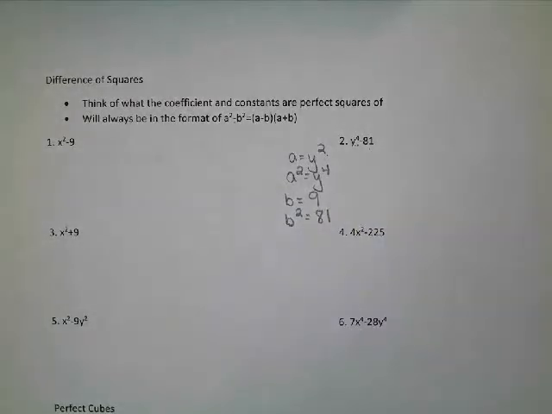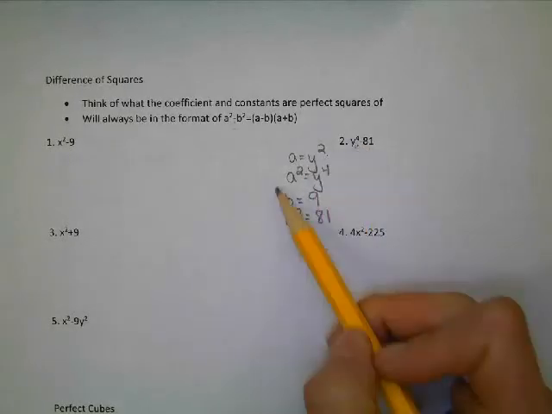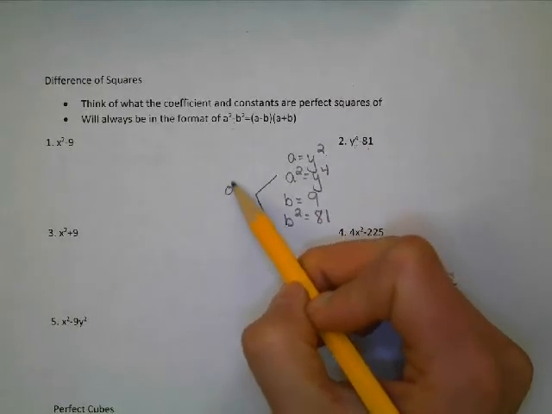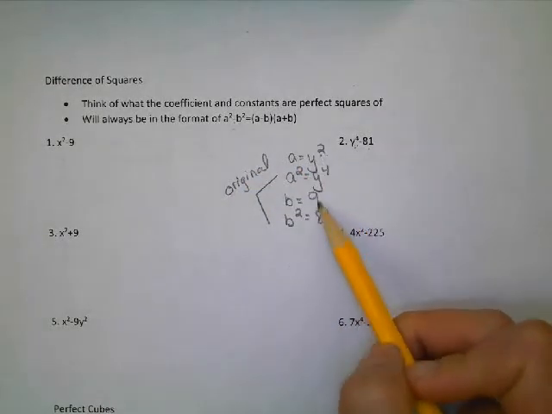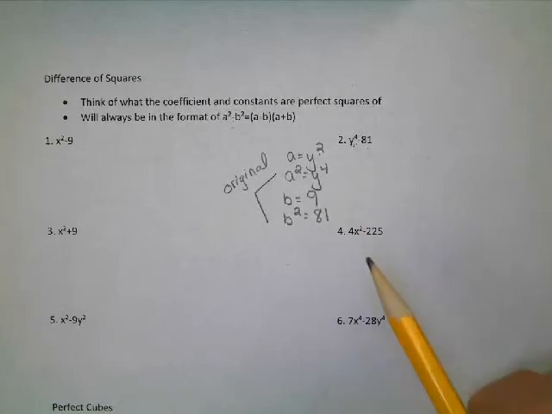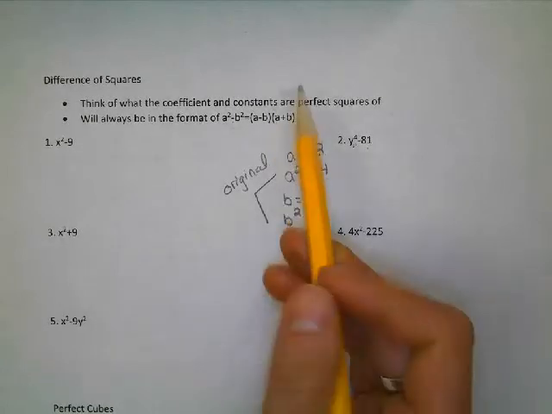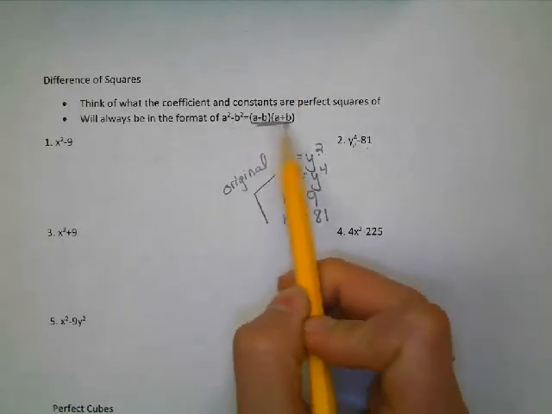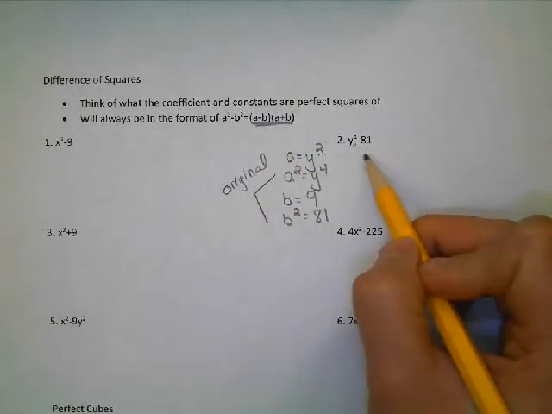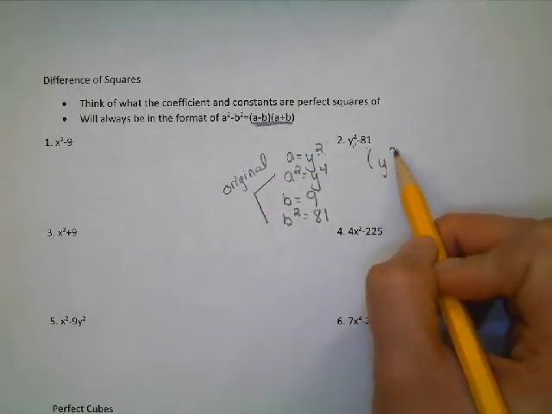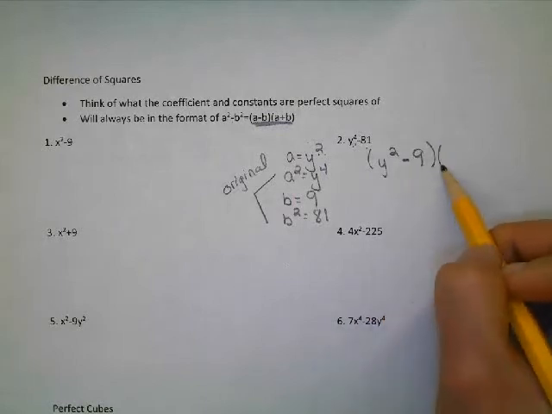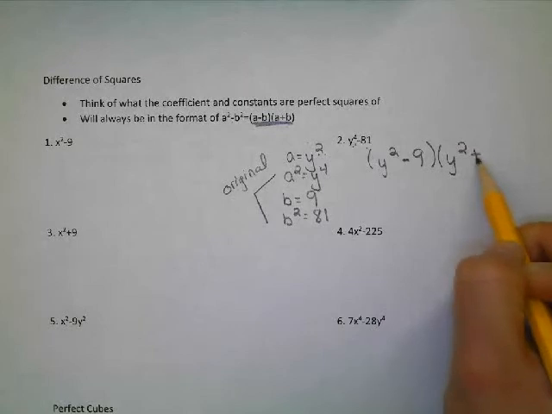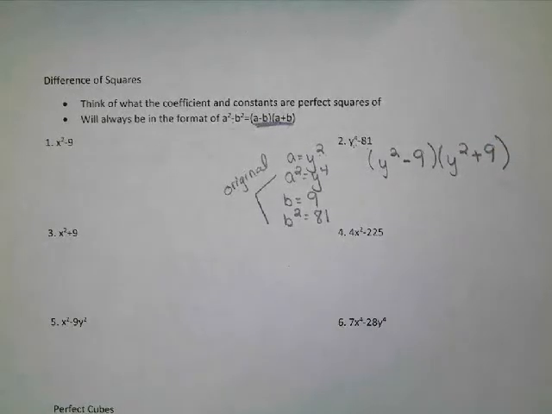So I write down my a, then hopefully a squared is going to be what you should already get in your original equation. So these should be in the original equation. And then the a and the b is what you're going to use for the factored part. And what you're going to do from there is just follow this formula of a minus b times a plus b. Well, a is y squared, b is 9, so I have minus 9. And then write it again, but this time I add 9.